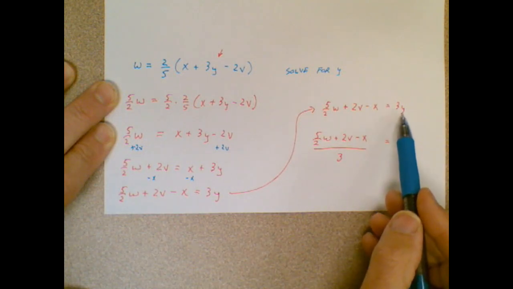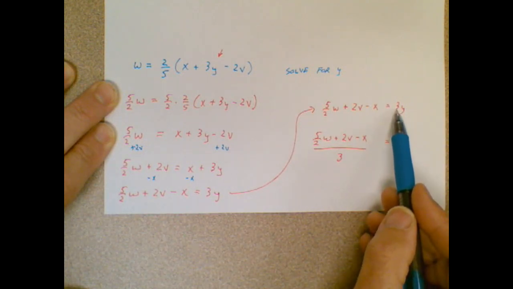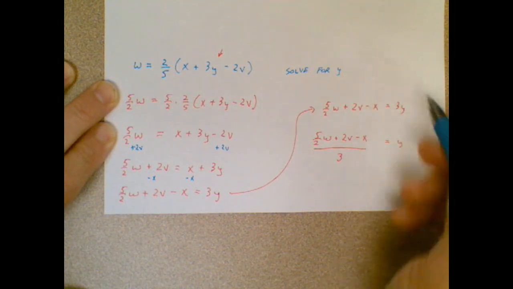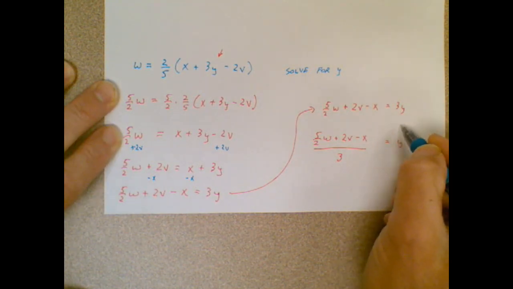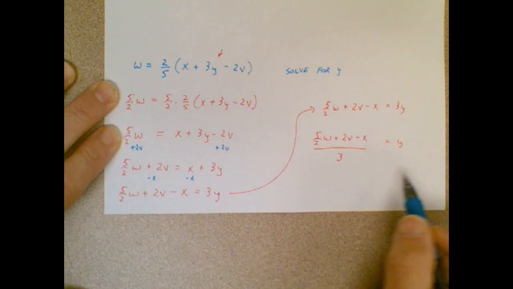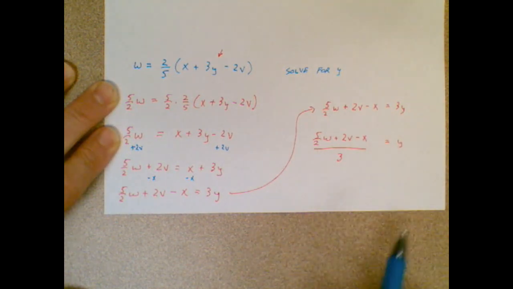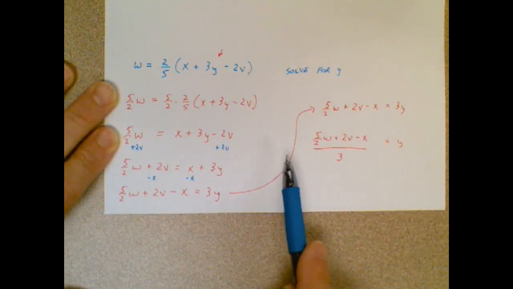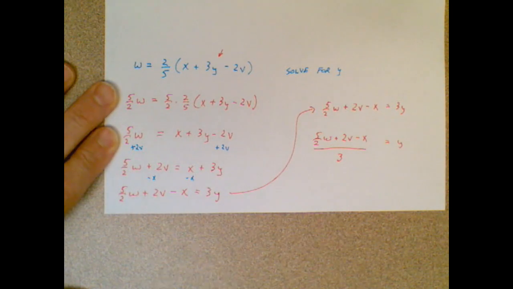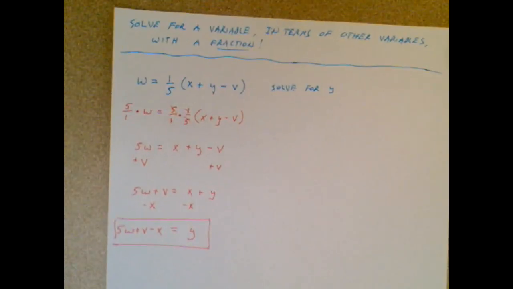This equation, which I've recopied up here, I'm almost done. I've almost solved for y, but you see that I have a times 3. So I divide by 3 on this side. I divide by 3 on this side, and voila, I've solved for y. This example is much more complicated than the first.